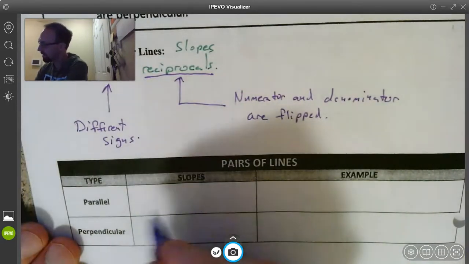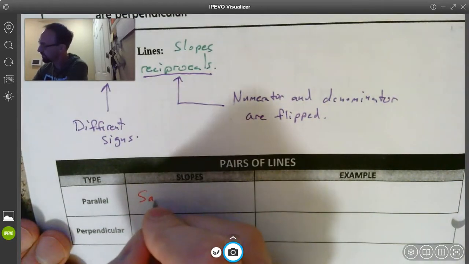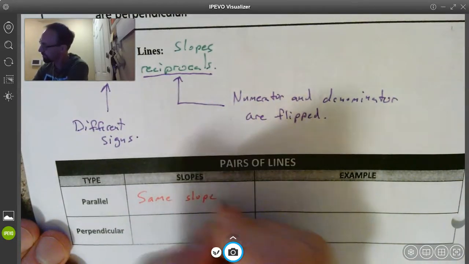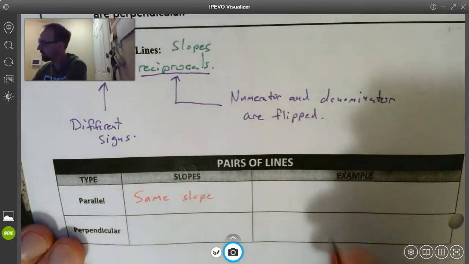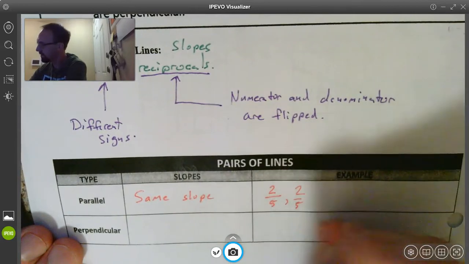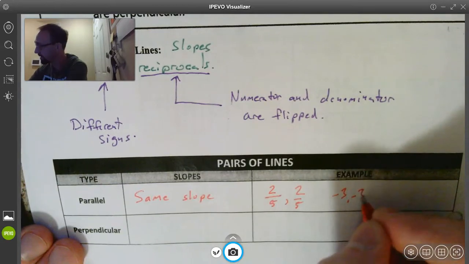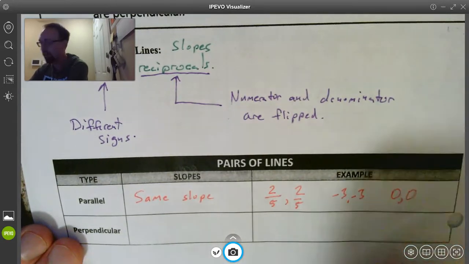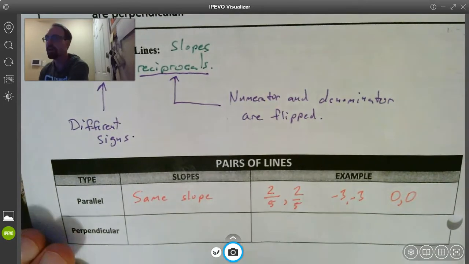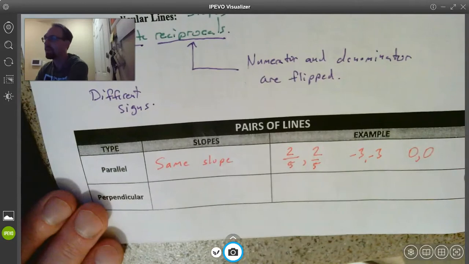So here, parallel lines have the same slope. An example of this would be if I have two lines that have the slope 2/5 and 2/5, or if you have lines that have a slope of -3 and -3, or if you have two lines that have a slope of 0. Remember, slopes of zero are horizontal lines.